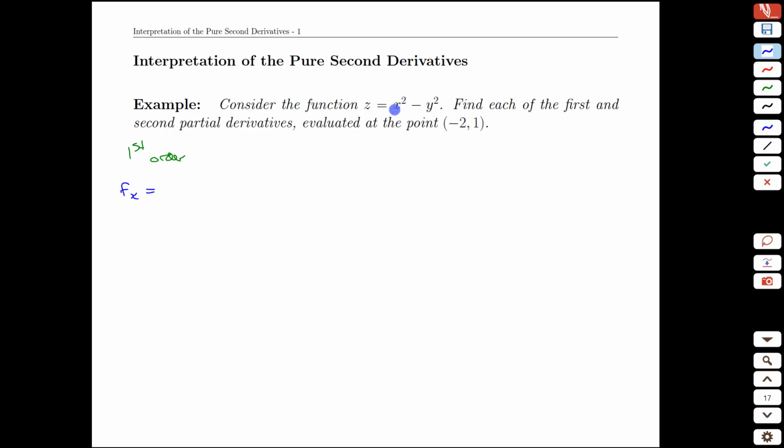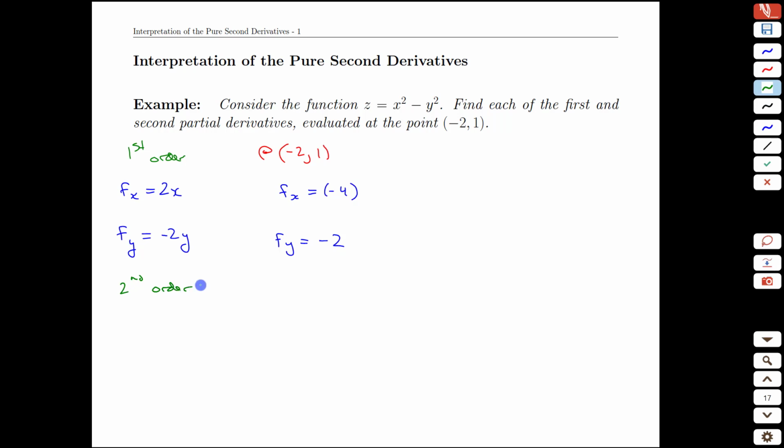And the x partial derivative is simply 2x, and the y partial derivative is simply negative 2 times y. So we have those two first order values, and we can calculate those at the point negative 2, 1. We're going to get f_x is equal to 2 times negative 2, that's negative 4, and the y partial derivative will be negative 2. Not too bad so far.